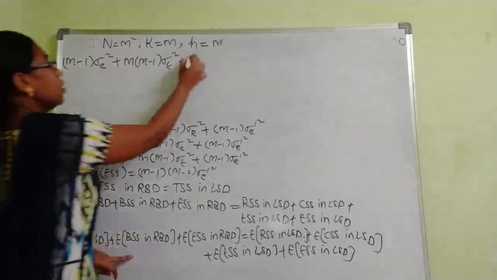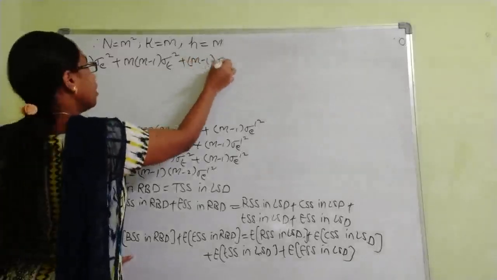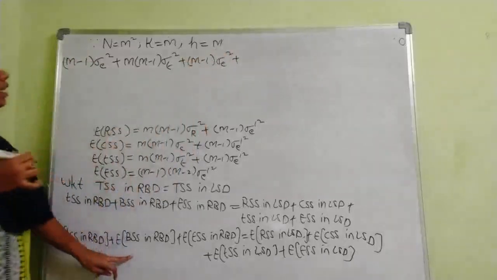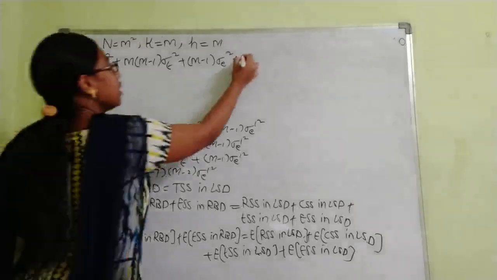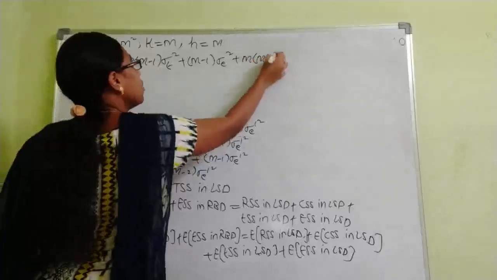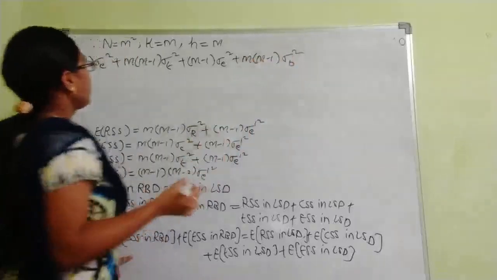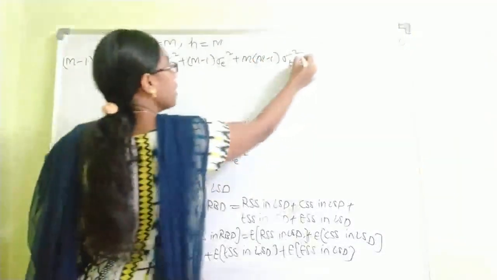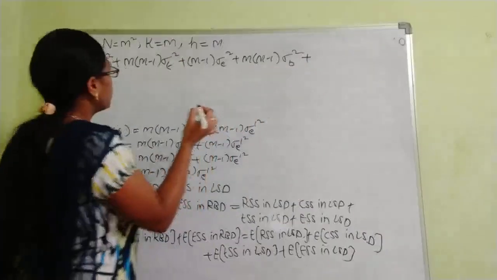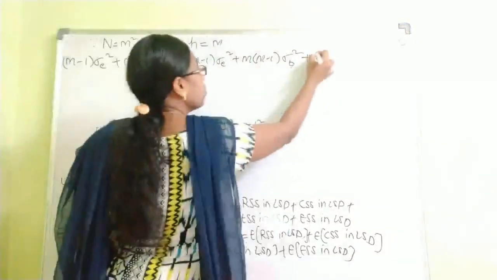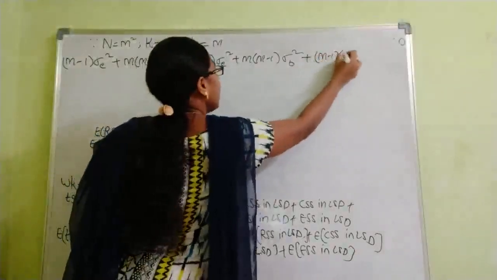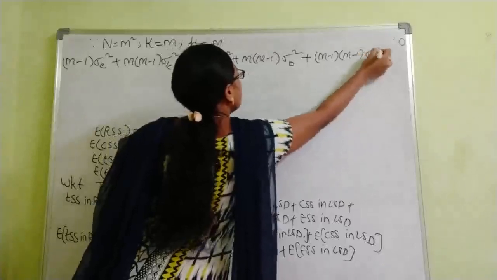So h minus 1 means m minus 1 sigma e square plus h into k into h minus 1 sigma b square. So k into h minus 1 means m into m minus 1 sigma b square. So next, error sum of squares. What is the error sum of squares? K minus 1 into h minus 1, so m minus 1 into m minus 1 sigma e square.